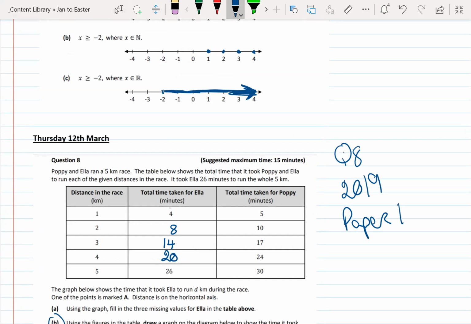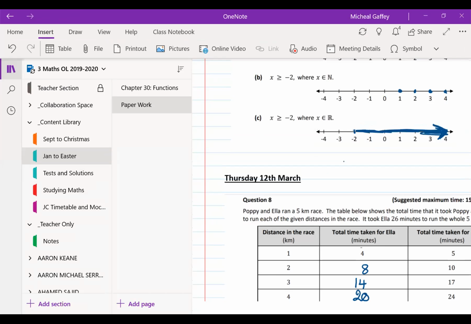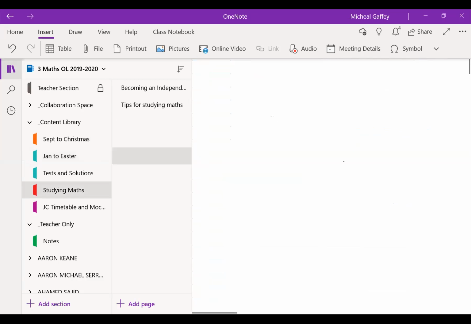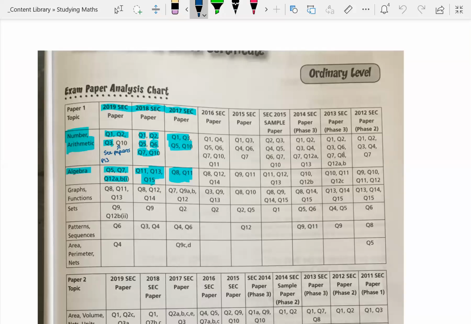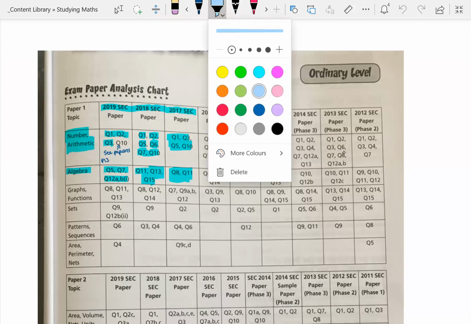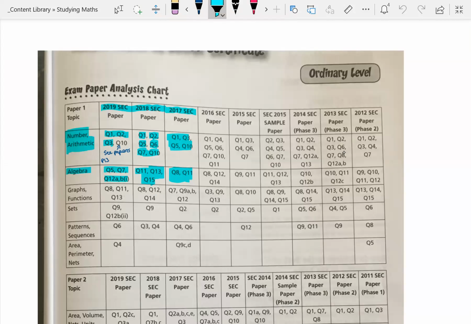Now, just to give an overall view of where we are. If you look here on the contents library on the left-hand side, this is your OneNote. You all have access to this at home. If you can't get it, just send me an email and I'll try and help you out. Studying maths, and the exam revision chart. This is our master chart that I'm working off, okay? And the blue is what we've corrected.